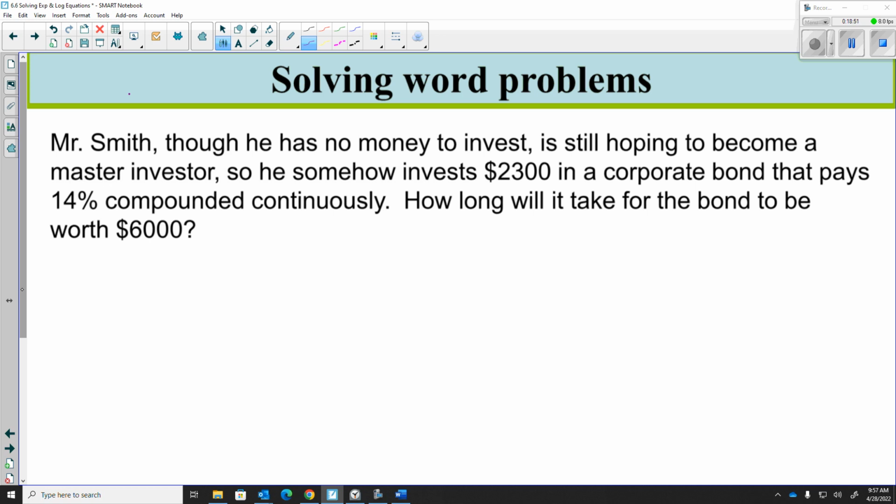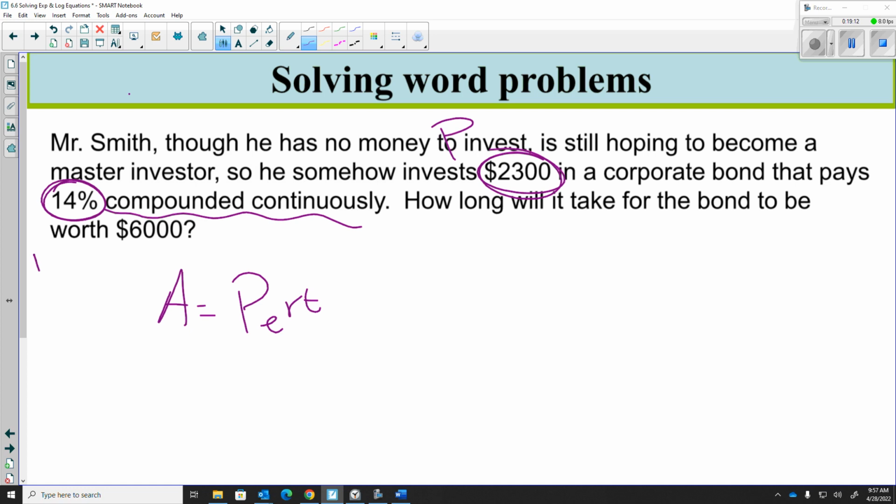What equation am I using? How do you know it's PERT? Because it says compounded continuously. So we have PERT. Let's see what we have. What is 2300 representing? That's the principal, that's P. I have a rate. It's 14%, but I need it as a decimal, so 0.14. What is 6,000? That's the final amount, so that's A.